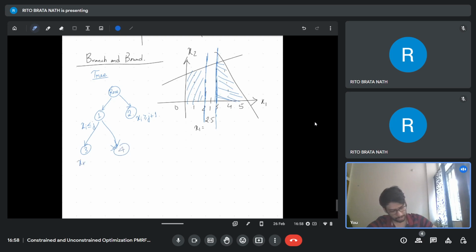This could be xk less than or equal to some L, and this could be xk greater than or equal to L plus 1. Here also you can do branching again. And you will proceed, traversing this tree until all your variables are integer. Then you will stop and that will be your optimal solution. But it might happen that you find one integer feasible solution somewhere, but you have to traverse the other part of the tree to get the solution.